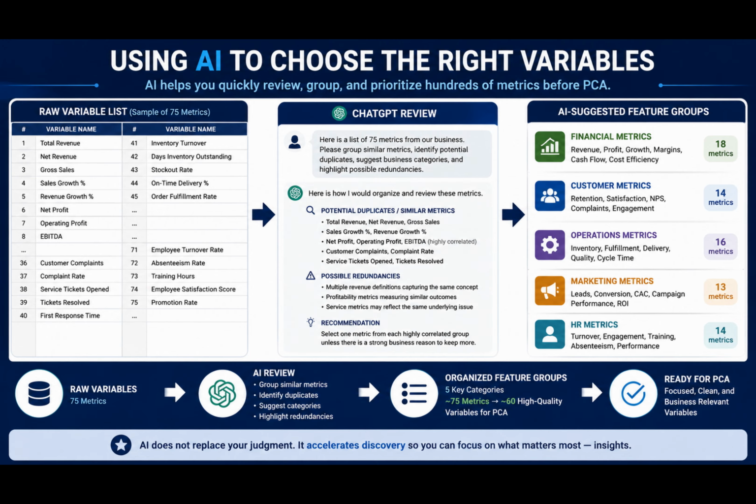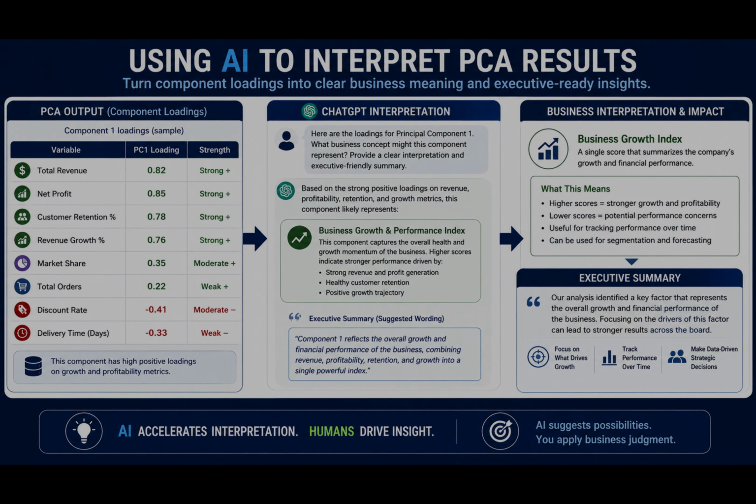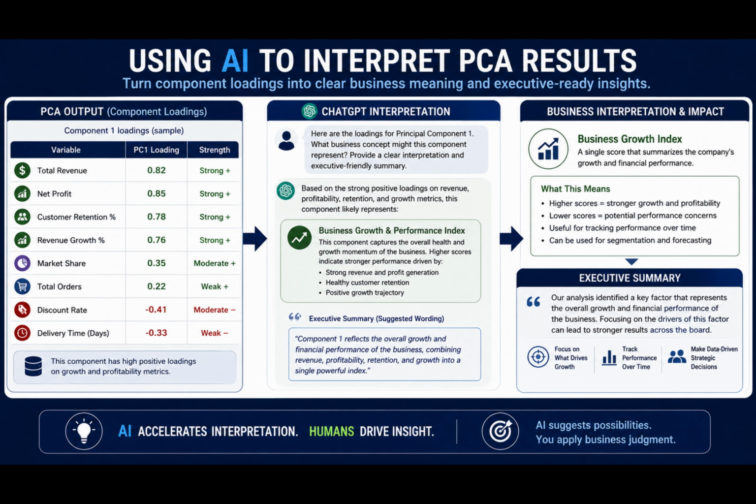Once we've selected the variables, the next question becomes, how do we interpret the results after PCA is complete? Using AI to interpret PCA results. Running PCA is only half the challenge. The real value comes from interpretation. Here, we see a component heavily influenced by revenue, profit, retention, and growth.